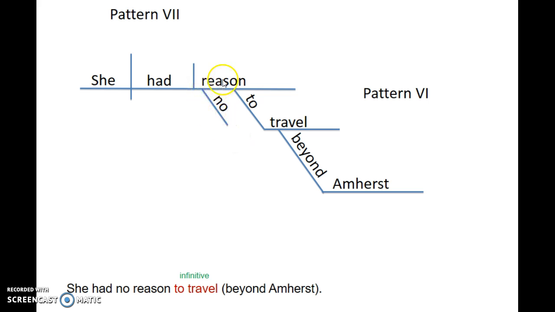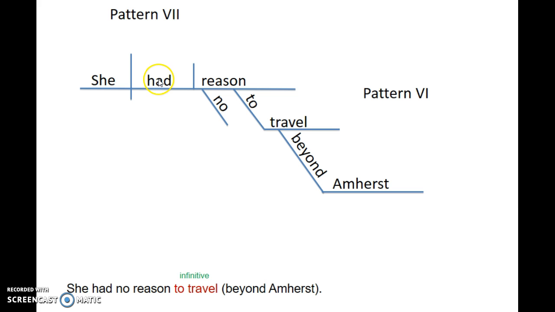No is our modifier describing reason. And then we have our infinitive, which is to travel. That's modifying reason, telling us what reason we're talking about more specifically. So again, the to goes on the slant, travel goes on the horizontal, and beyond Amherst is telling us where. So that's modifying the verb travel.